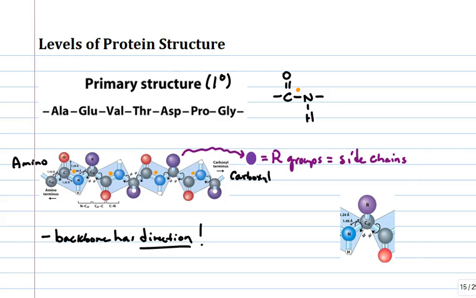So typically I say amino alpha carbonyl, amino alpha carbonyl, amino alpha carbonyl. You can keep going. So I know I'm going from left to right here, the amino terminal end to the carboxyl terminal end of the peptide or protein. Okay? So that's what I mean by the backbone has direction.